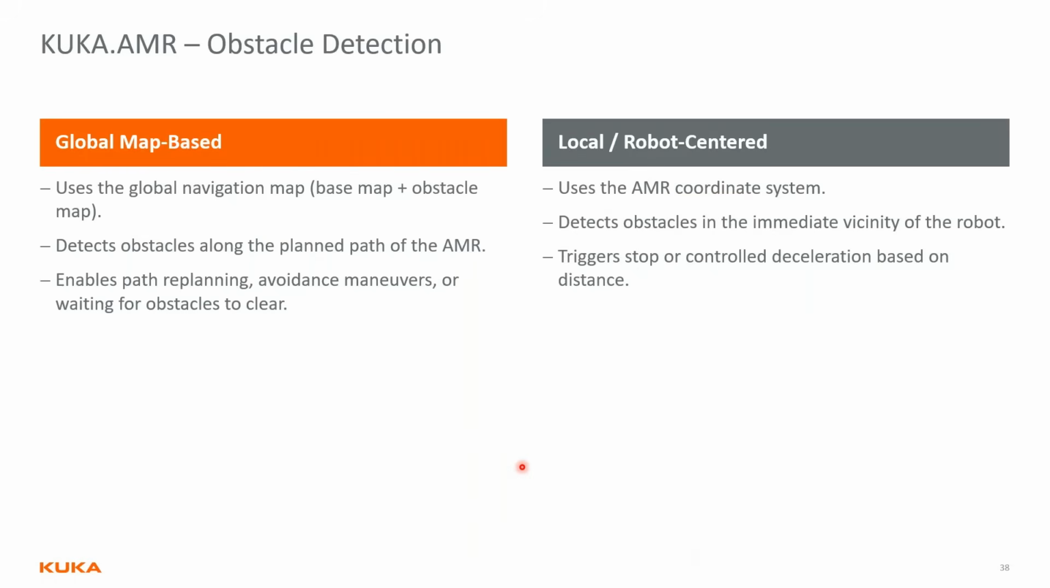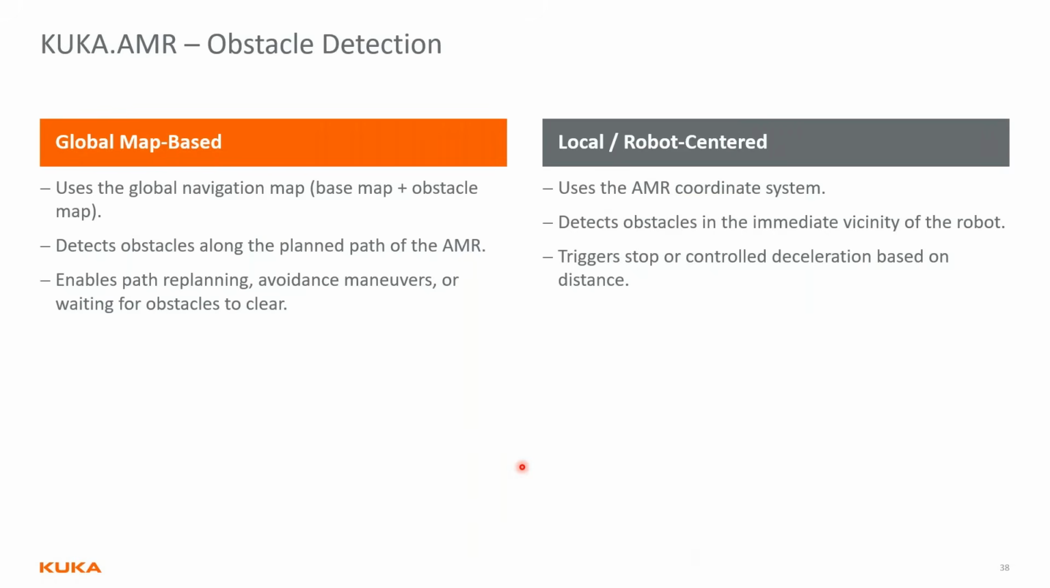There are different obstacle detection programs, if you will. The global map based one is using the global navigation map. This is your base map, the map that you create, and the obstacle map. So any object on your floor is considered an obstacle, and the AMR will detect these obstacles when it's going through a path. And it will enable replanning or avoidance maneuvers in some cases.